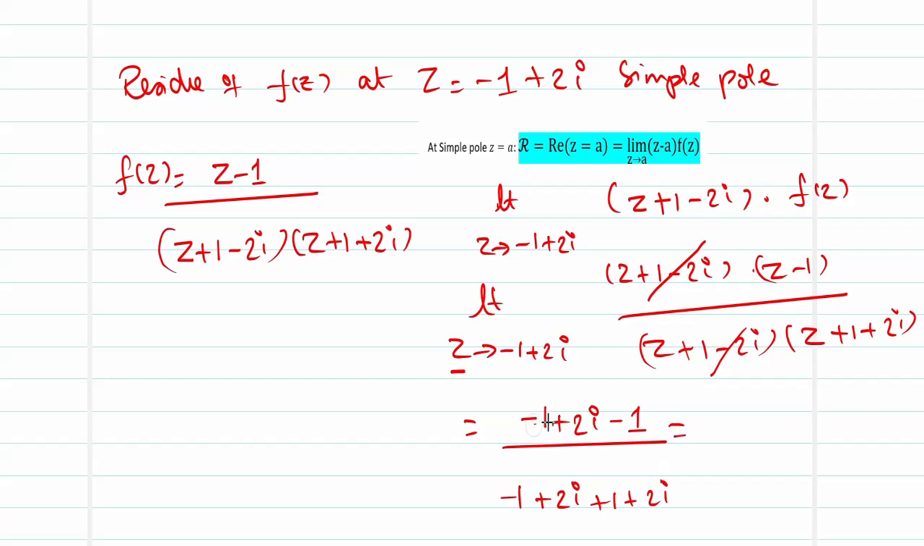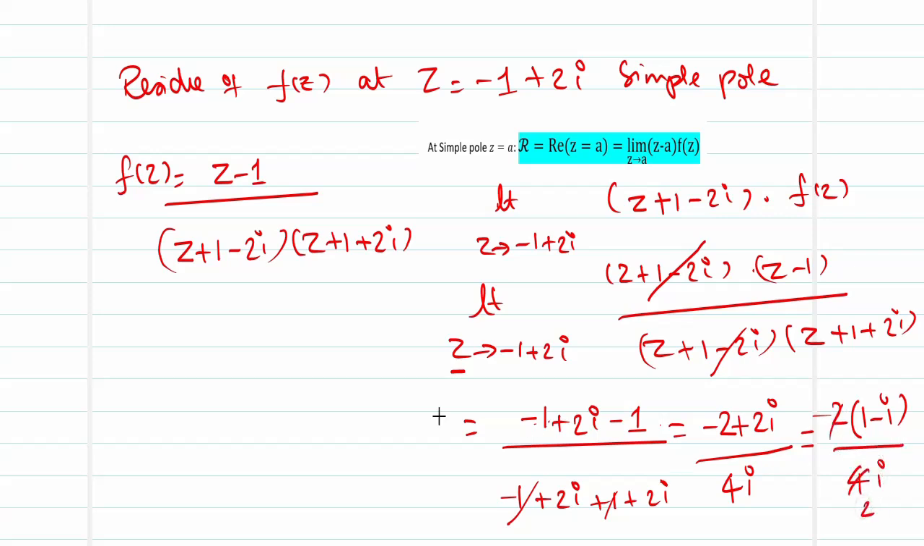So this makes it minus 1, so minus 2, and you have plus 2i, divided by minus 1 plus 1 cancels off. 2i plus 2i makes it 4i. When I take a minus 2 common outside, you will have 1 minus i divided by 4i. This goes off 2 times. So what is going to be the residue? It is going to be minus of 1 minus i divided by 2i. Now the residue has been found.